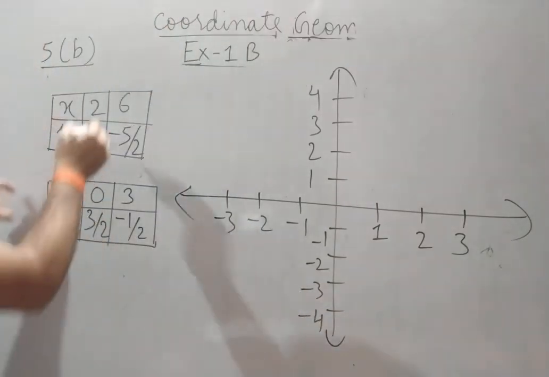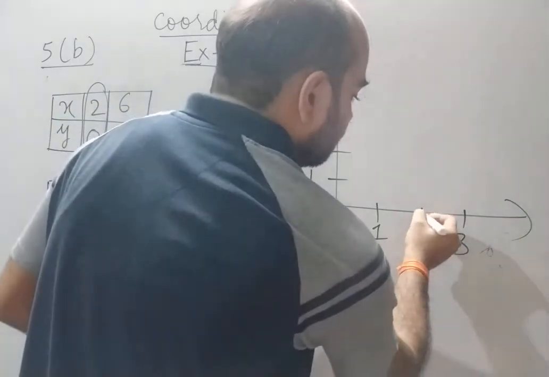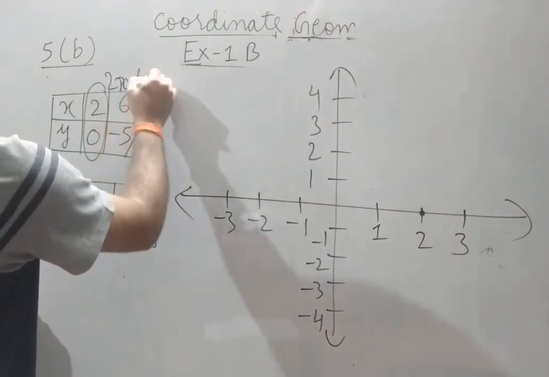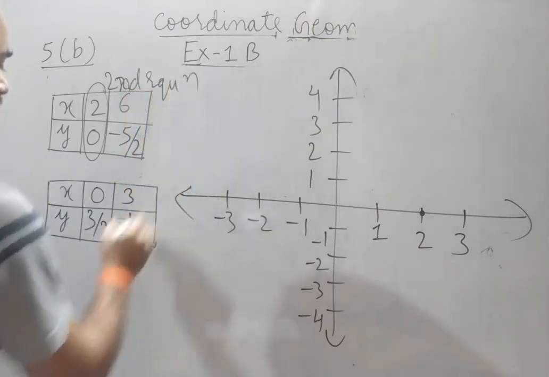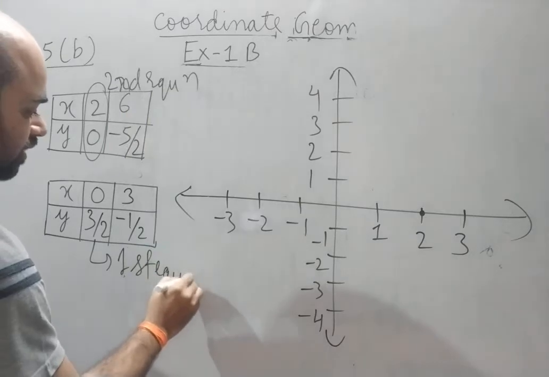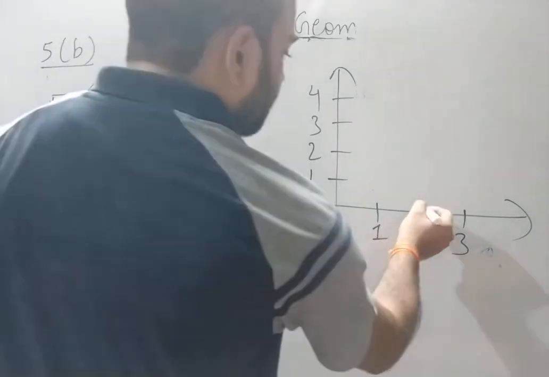Okay, first point is C, 2, 0. 2, 0 means this point. This is for the second equation, no problem, and this was the first equation. Any value, order is not important. So 2, 0 means this point.